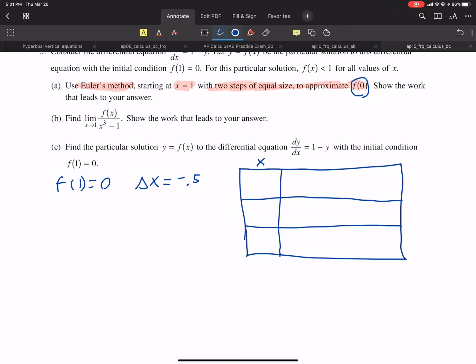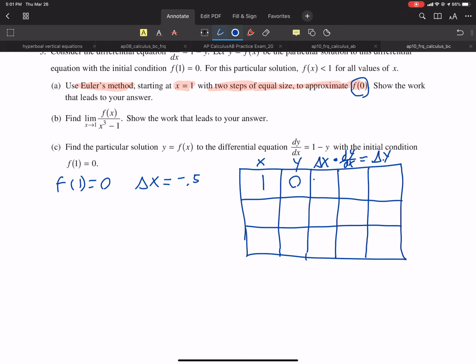That's going to be x. That's going to be y. This is how much our x changes. This will be our dy dx at that point. And then from that, we can calculate the change in y. So delta x times dy dx gets you delta y. And we're starting at 1, 0.